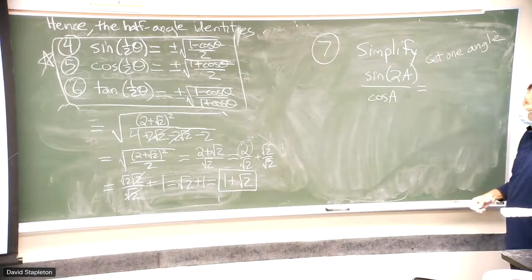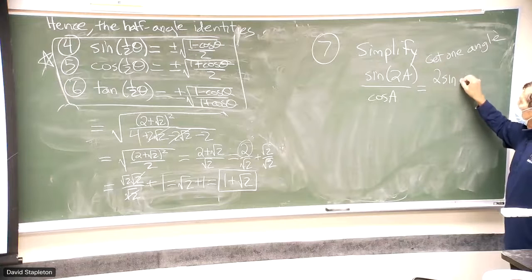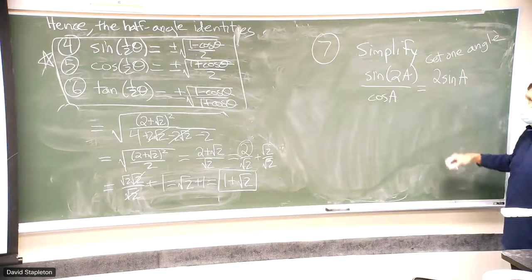What's the sine of a double angle? This is what somebody's going to put in the test. It's 2 sine A, just pull the 2 out. That's wrong. What is it?